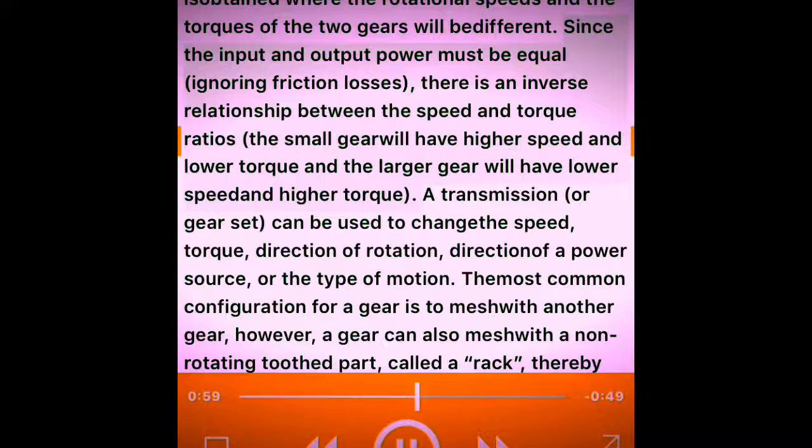Ignoring friction losses, there is an inverse relationship between the speed and torque ratios. The small gear will have higher speed and lower torque, and the larger gear will have lower speed and higher torque. A transmission or gear set can be used to change speed, torque, direction of rotation, direction of a power source, or the type of motion.